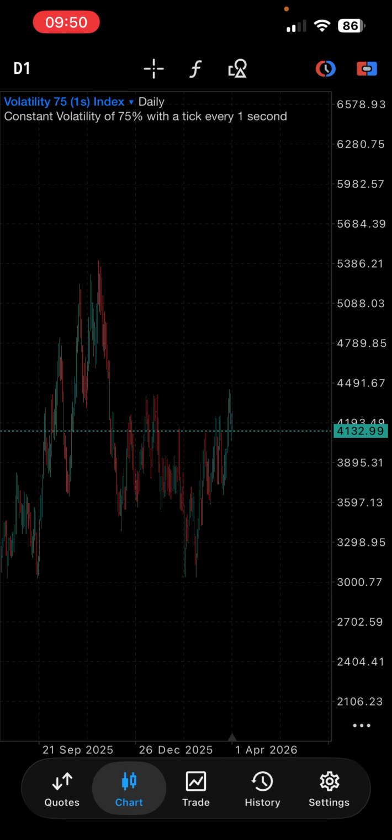V751S, and this is about price action trading without indicators. So let's trade without indicators and let's get started.